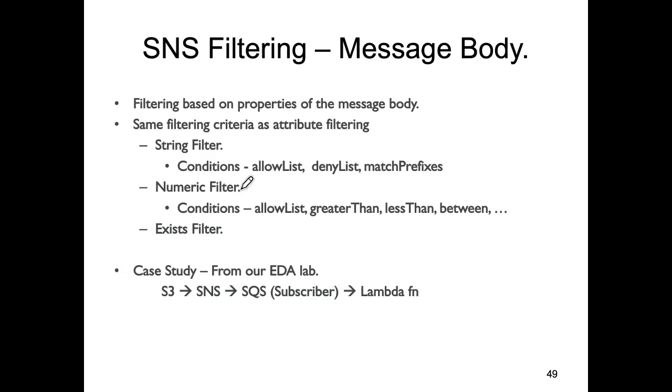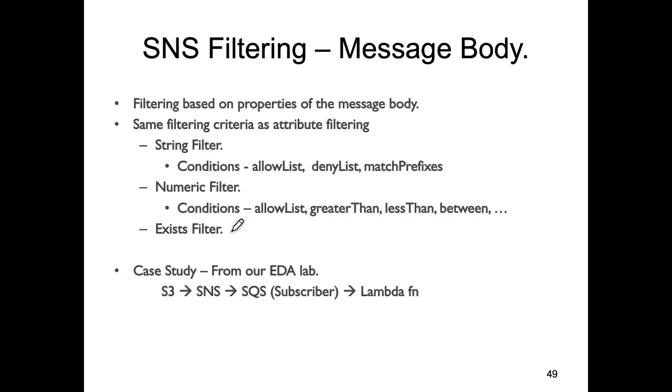This would apply where a body property's value is a numeric value as opposed to a string, or indeed an attribute value is a numeric value as opposed to a string. And again, you want to specify the conditions associated with this numeric filter. And there's quite a lot of them. There's an allow list as well. So maybe the numeric value can be one of a set of values that you express in your allow list. And you can have a greater than, a less than, between, etc.